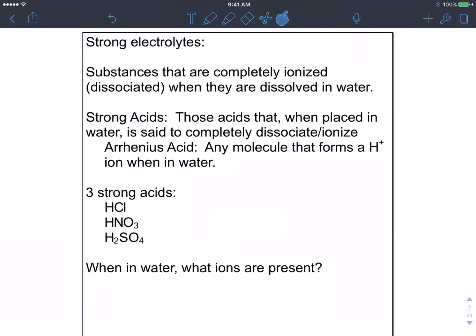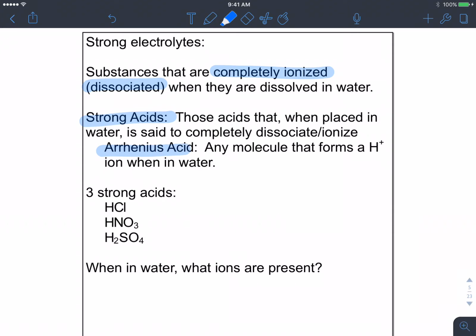So let's talk a little bit more specifically about strong electrolytes. In this class, we're going to concern ourselves mostly with strong acids. Now, strong acids are considered strong acids because they are completely ionized, or what we call dissociated, when they are dissolved in water. In other words, they break into their constituent ions.